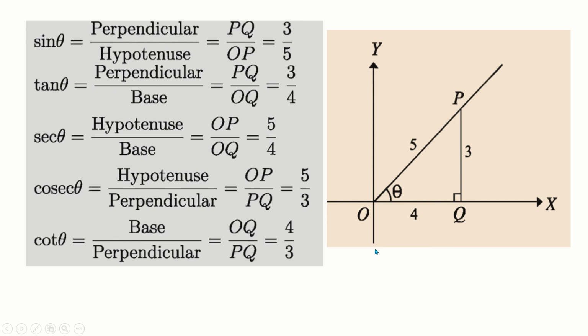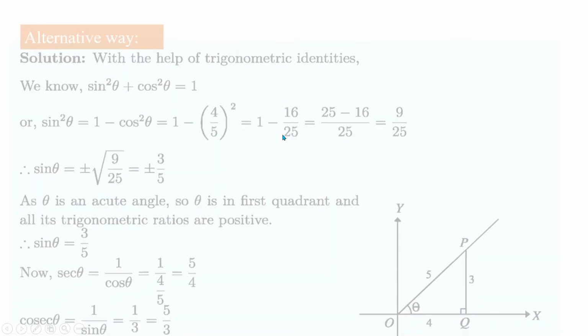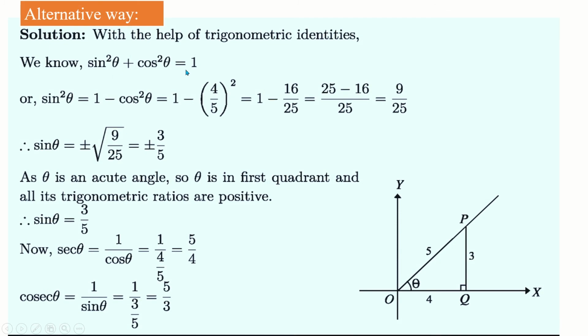Okay, we can solve in another way, that means by using trigonometric identities. Sin square theta plus cos square theta equals 1. So sin square theta equals 1 minus cos square theta, where cos is given as 4 by 5. When we square this, we get 16 by 25. After calculating, we get 9 by 25. Therefore, sin theta equals plus or minus 3 by 5. But theta is an acute angle, so sin theta equals 3 by 5. So one ratio is complete.